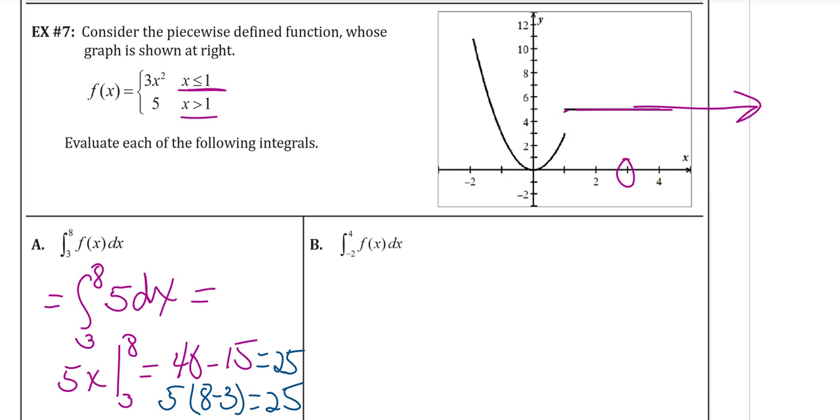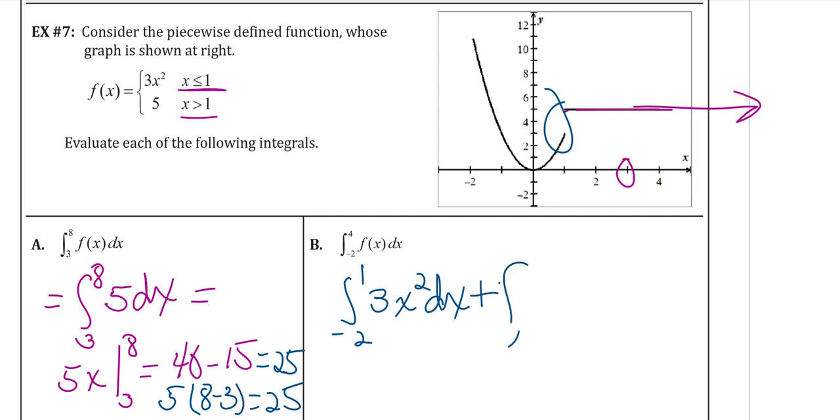All right, so for the next one, we're going to have to do it in 2 pieces, because we're going to have to go from -2 to 1, because that's where our break is here. And for that one, we're going to use 3x squared, because that section is a continuous function and integratable. And then we're going to add to that, going from 1 to 4 of our constant function.